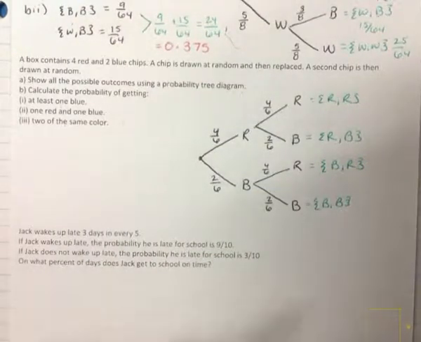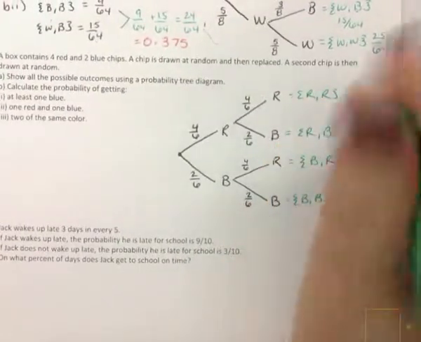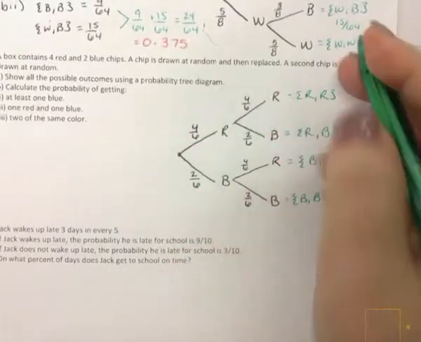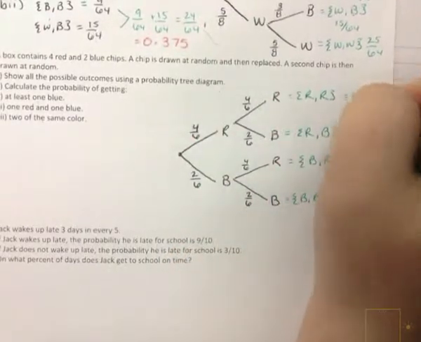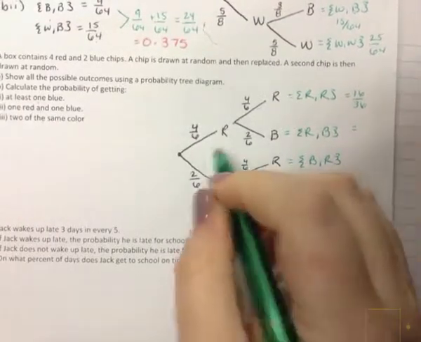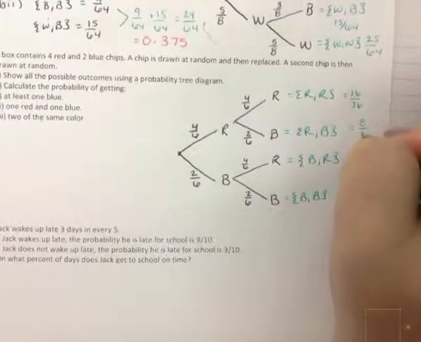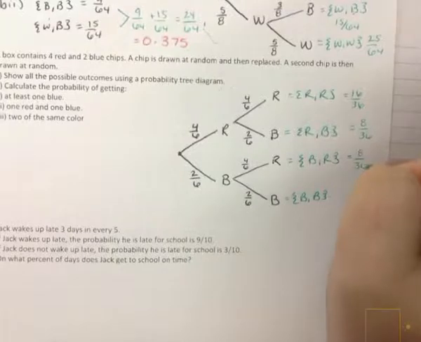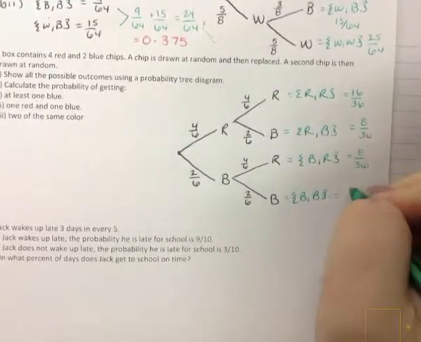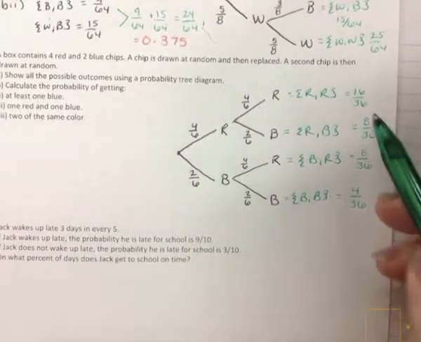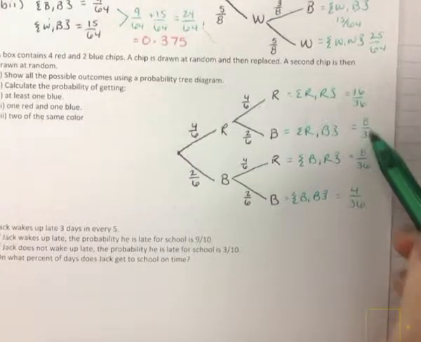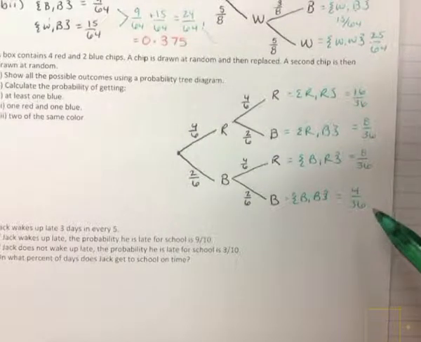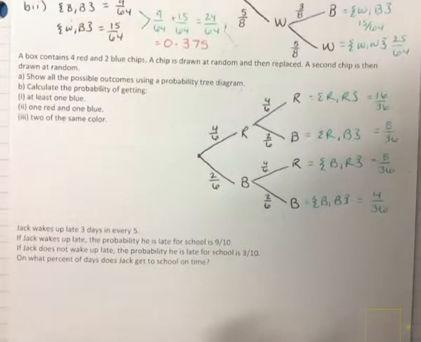So then we can actually find the fractions that would represent all of our sets. We would multiply from the branch to the branch. So 4 out of 6 times 4 out of 6 is 16 out of 36. For red then blue, it would be 8 out of 36. For blue then red, it would be 8 out of 36. And then for blue, blue, it would be 4 out of 36. So if we add these, 16 plus 8 is 24, plus 8 is 32, plus 4 is 36. So these do add up to be a 1, so that's a 100% chance of us getting 2 chips.